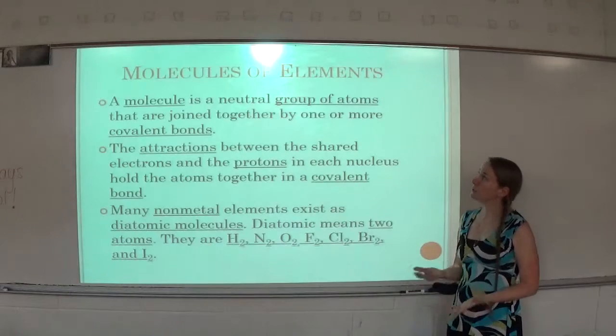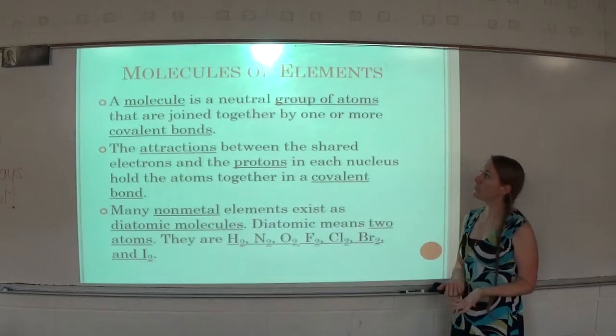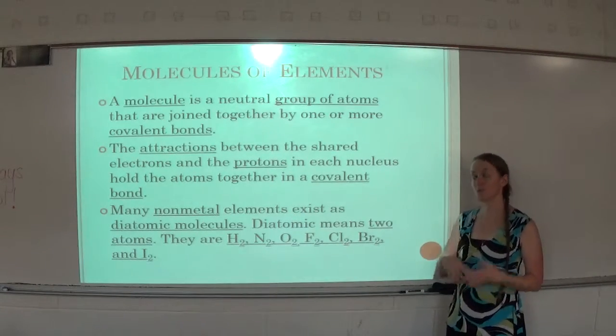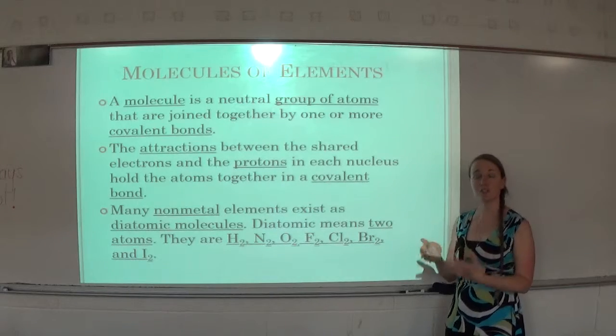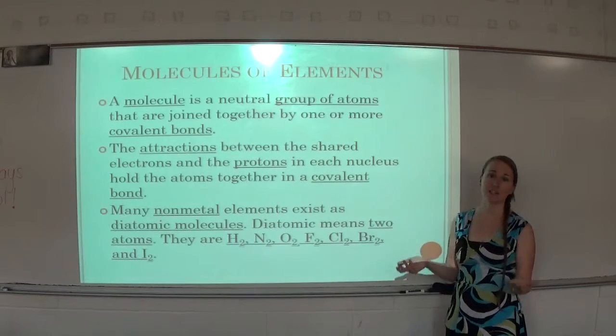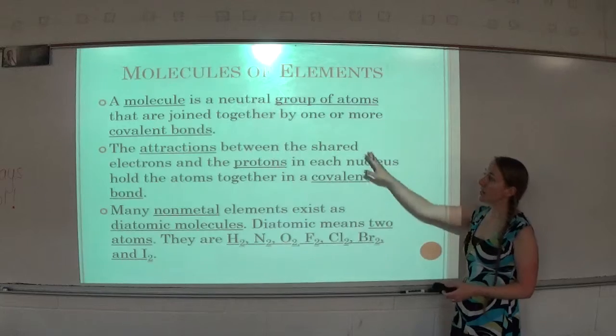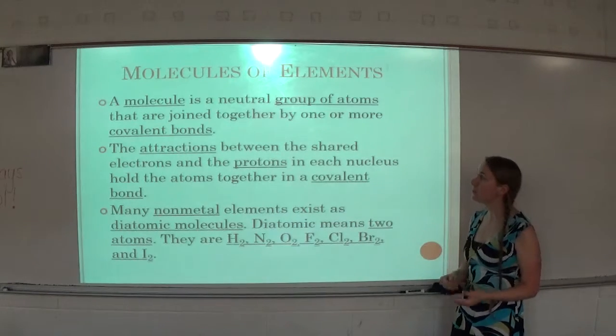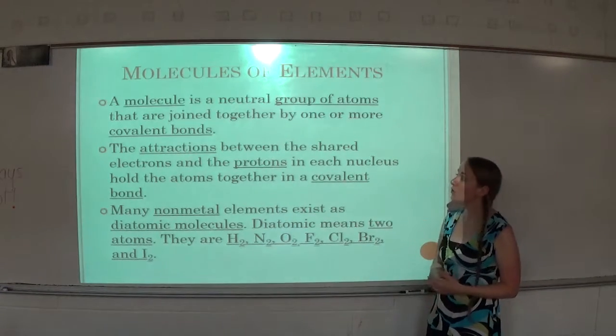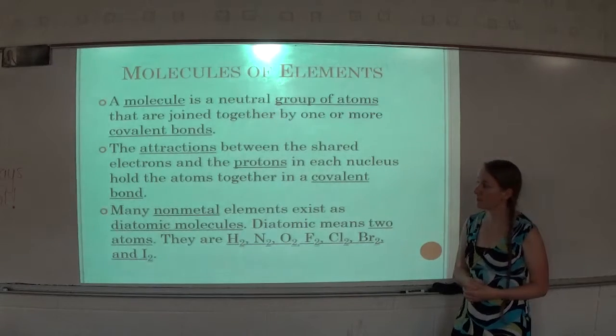A molecule is a neutral group of atoms that are joined together by one or more covalent bonds. When we're talking about covalent bonding, because nobody's losing or gaining electrons, there are no ions or charges involved. The attractions between the shared electrons and the protons in each nucleus hold the atoms together in a covalent bond.